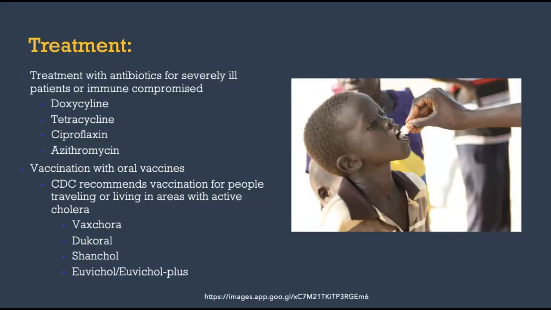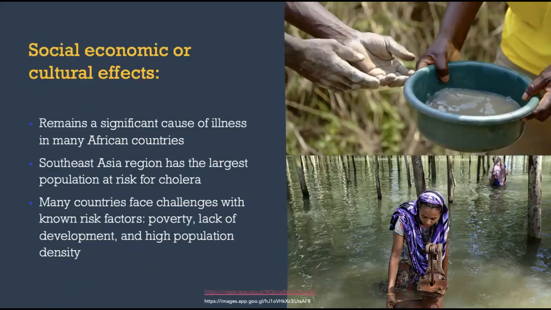Treatment is with antibiotics for the severely ill patients and those who are immunocompromised. Antibiotics such as doxycycline, tetracycline, ciprofloxacin, and azithromycin. There's also prevention with the use of oral vaccines. The CDC recommends vaccination for people traveling or living in areas with active cholera. The names of the vaccines are Vaxchora, Dukoral, Shanchol, Euvichol, and Euvichol-Plus.